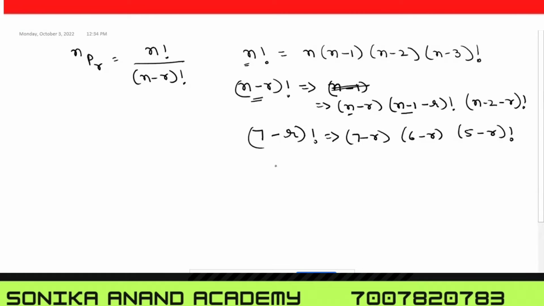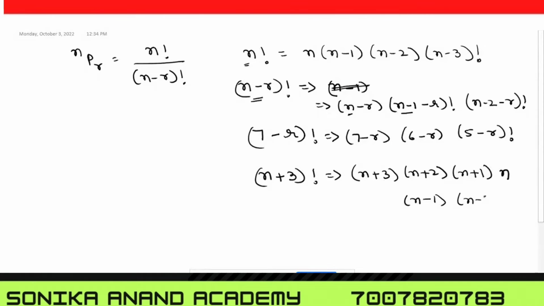If I have n plus 3, for example, then I will write n plus 3, n plus 2, n plus 1, then n, then n minus 1. It goes like this. Clear? So it depends upon the question, what the data are given. Please note it down, then I will explain you seventh question. It is very useful.